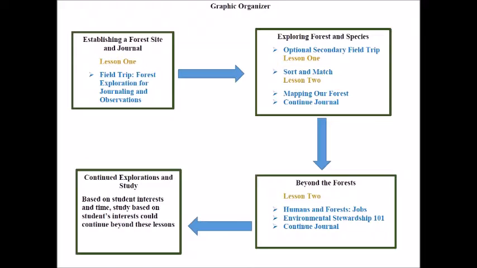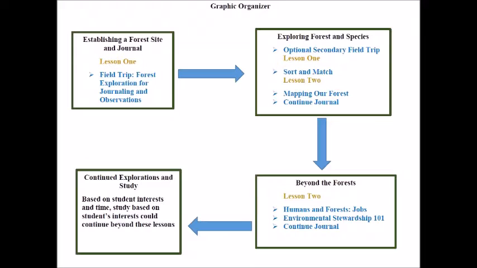Stage 3 is where they start making some larger connections to the world around them and their personal lives. It's called Beyond the Forest. The first activity is called Humans and Forest Jobs. This focuses on having local people come in and discuss with students what they do for their jobs in relation to the forest. This could be something as simple as loggers, wildlife biologists, or park rangers. If they live in an urban environment, however, you could have an urban forest manager come in.